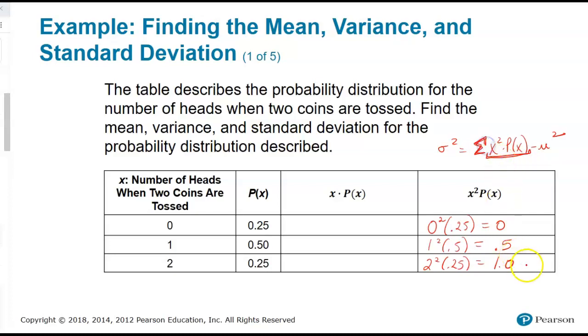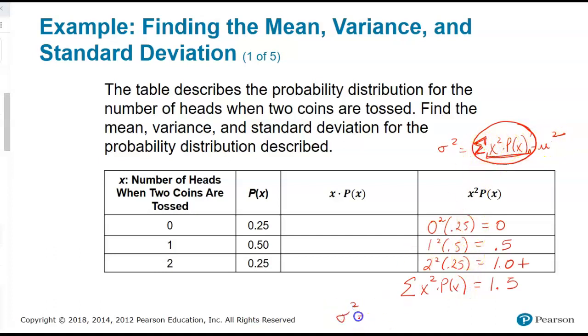So to do the summation, I need to add all of these up. When I add them all up, I get 1.5. That is not the variance. The number one mistake I see people make is to tell me that's the variance. It's not the variance yet. We've only done this part. We've still got to do this other part over here. What we have found is the sum of x squared times p of x. We've not found the variance.